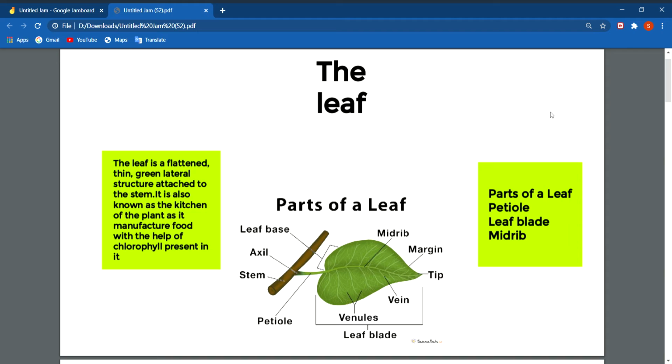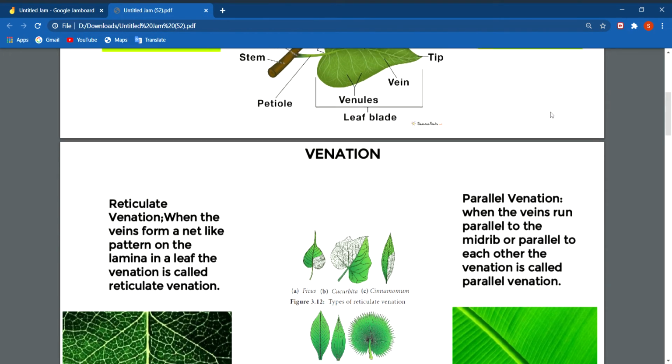Go to the figure on the screen. The petiole continues in the leaf as a thick midrib in the center. The midrib on either side branches out as veins to form a network. These veins transport water, minerals and food. Now in the picture you can easily see all the parts of the leaf.